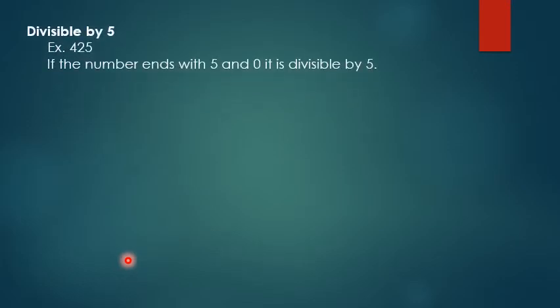Okay. So, lipat naman na tayo sa divisible by 5. So, ano ba ang rules pag divisible by 5? So, kung ang number daw ay nagtatapos sa 5 or 0, siya po ay divisible by 5. So, pwede siyang i-divide sa 5 pag nagtatapos siya sa 5 or 0. For example, 425. Saan po ba nagtatapos ang 425? So, sa 5. Very good.